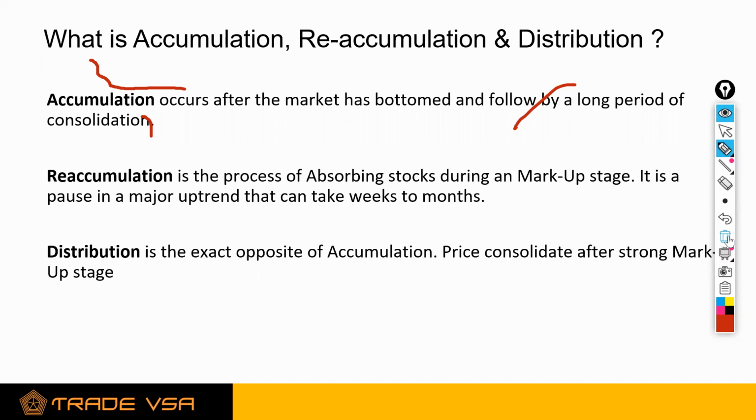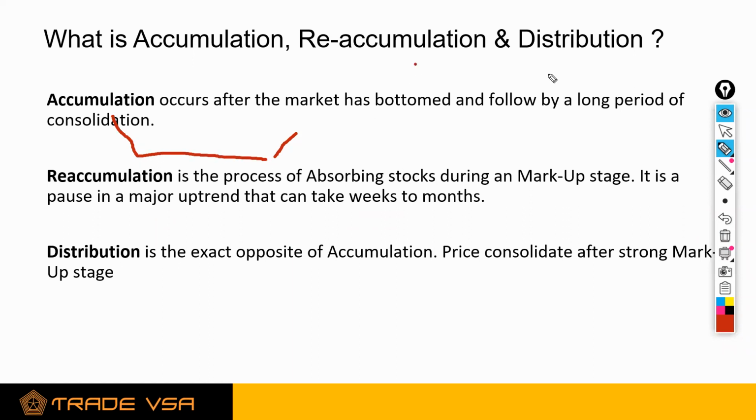Now reaccumulation is the process of absorbing stocks during the markup stage. The main difference between accumulation and reaccumulation is that accumulation happens right after markdown, while reaccumulation happens in between markup stages. It is a temporary pause in a major uptrend, and it can take weeks to months, depending on the background. I will share more later. So for example, price goes up, and this is again a downtrend.